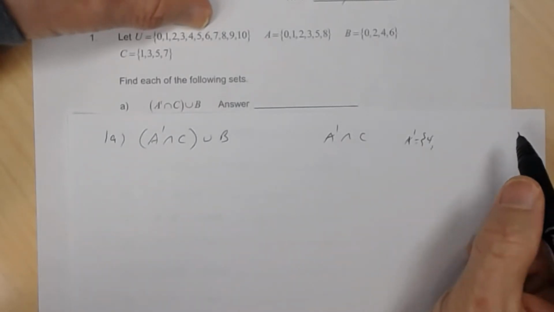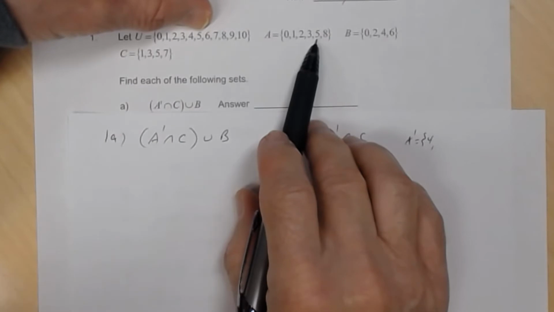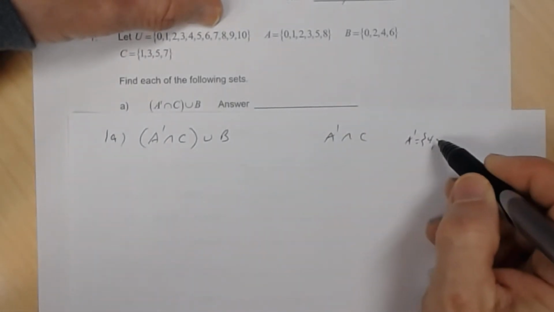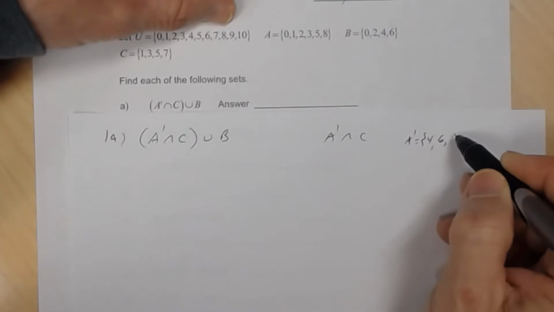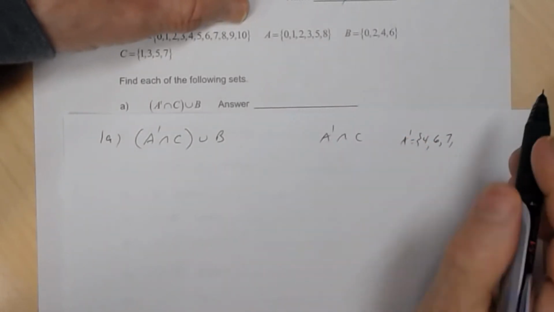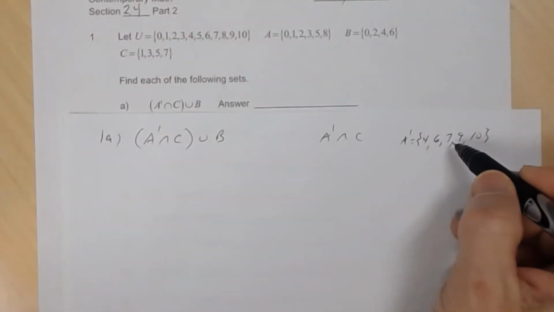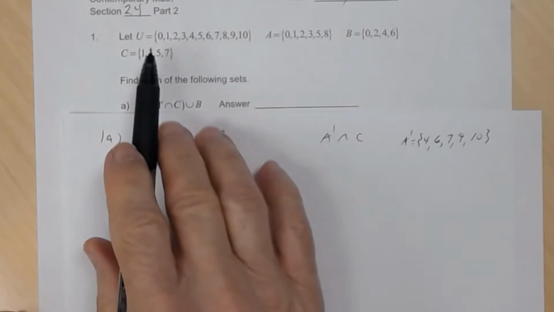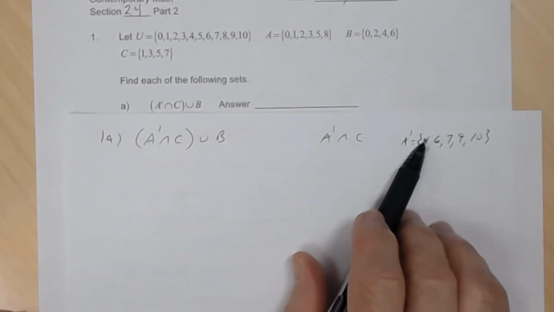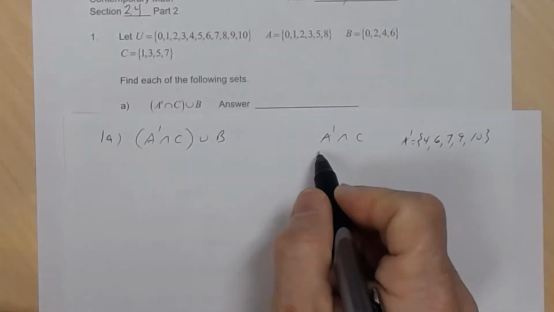Would I need 5 in A complement? No, because it's already in A. Do I need 6 in A complement? Yes. Do I need 7 in A complement? Yes. Do I need 8? No, because I already have it listed. Do I need 9? Yes. And do I need 10? So that is A complement. So A complement means every element in the universal set that's not in A. You cannot use anything in A. Okay? So that's A complement.